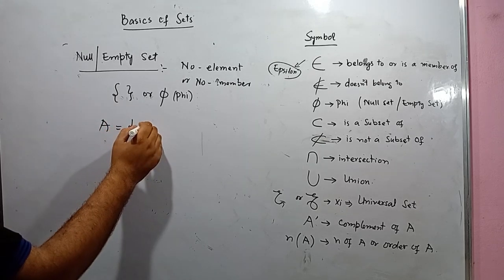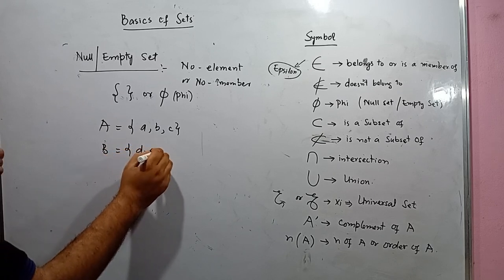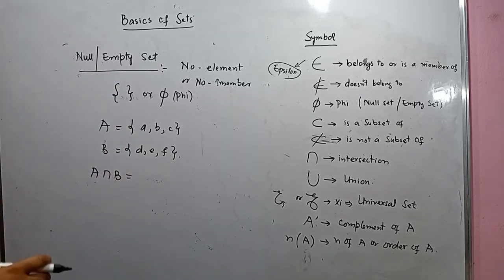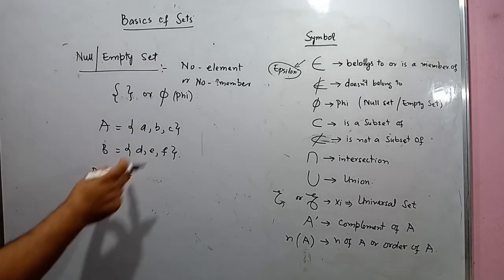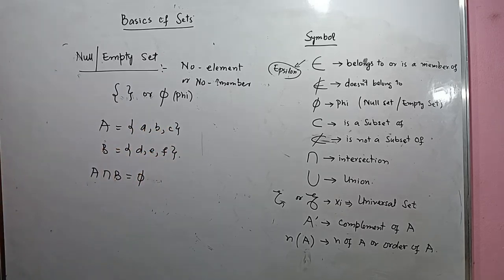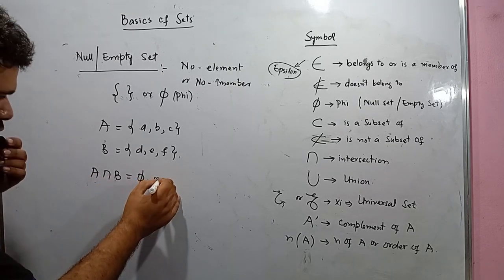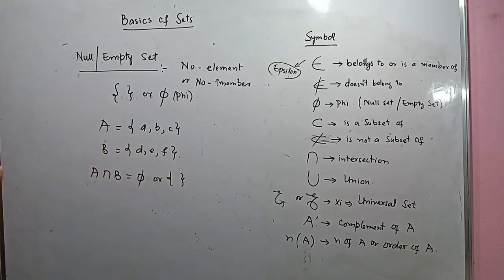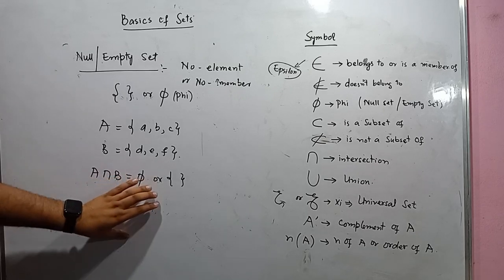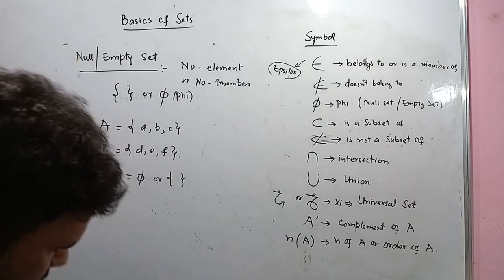For example, I will give you an example here. A is equal to {a, b, c}, and B is equal to {d, e, f}. Now A intersection B, what is the common element? How many common elements are there in A and B? There is no common element. A, B, C here, D, E, F. So I will write here phi. That's the null set. That's the empty set. So A intersection B is phi. Or I can also write the curly braces, with nothing inside. So A intersection B is phi. That's the empty set. Here you can see there is no common element. That's why we can write here empty set.